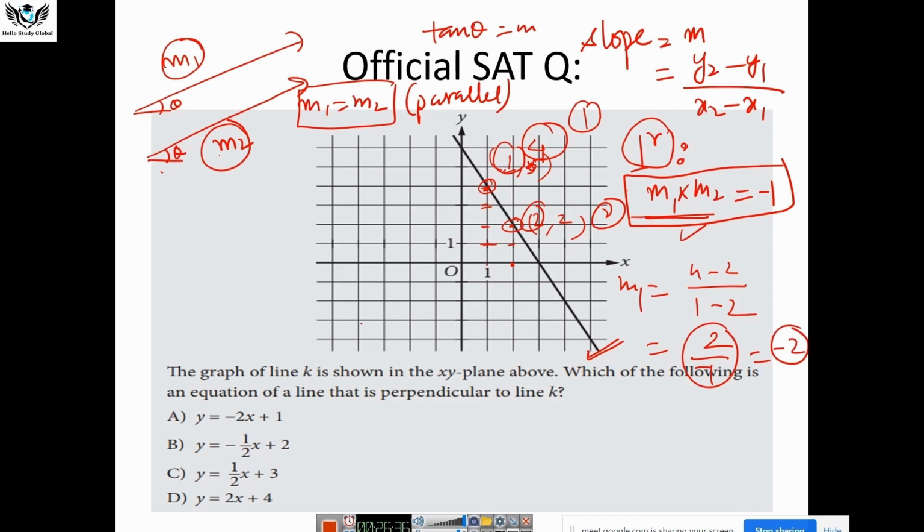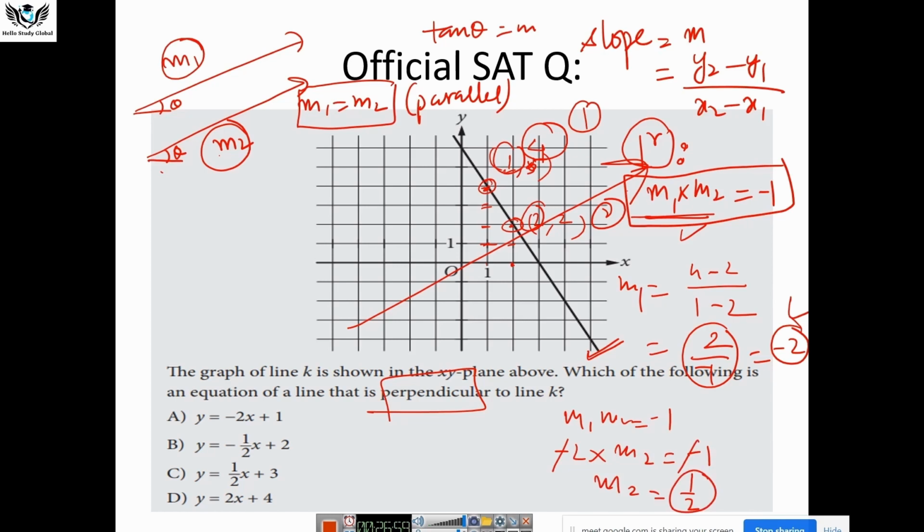So let's call it m1, and m2 would be the perpendicular line. They're asking about the slope of the perpendicular line. So m1 m2 is equal to minus 1. m1 we already know is minus 2, into m2 we need to find out, is minus 1. So m2 would be 1 by 2. Slope of the perpendicular line should be 1 by 2, and all these equations are of the form y is equal to mx plus c, where m is the slope. So our perpendicular line should have slope 1 by 2. Let's see which line has. C does, 1 by 2 x, mx plus c. C is the correct answer.